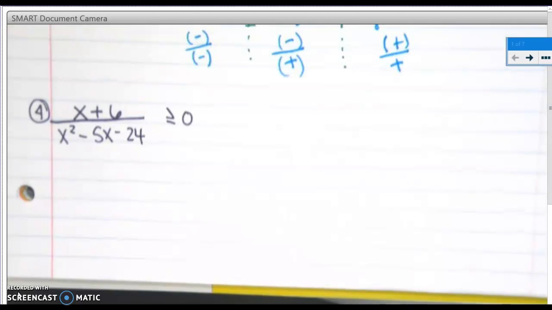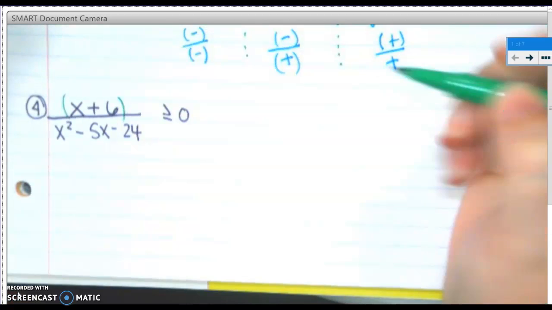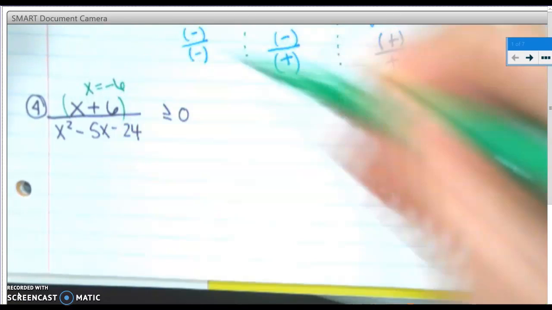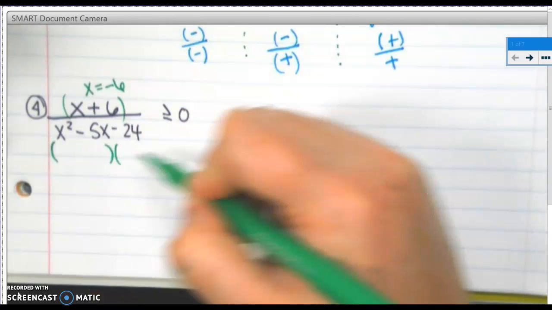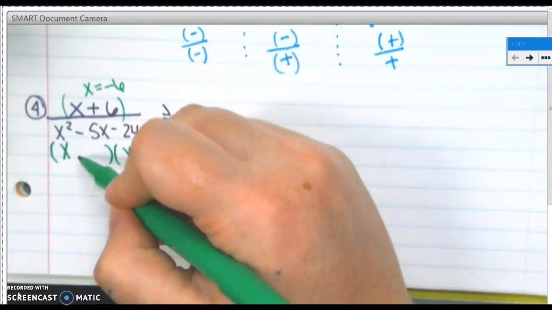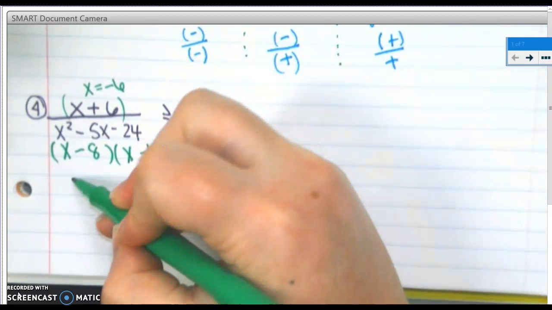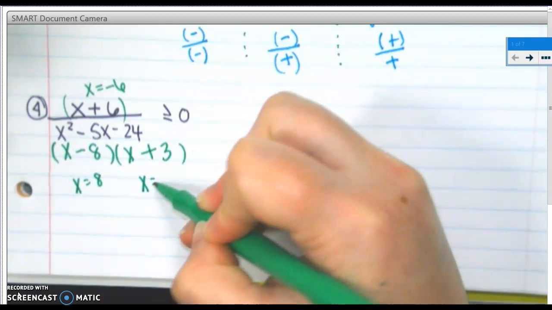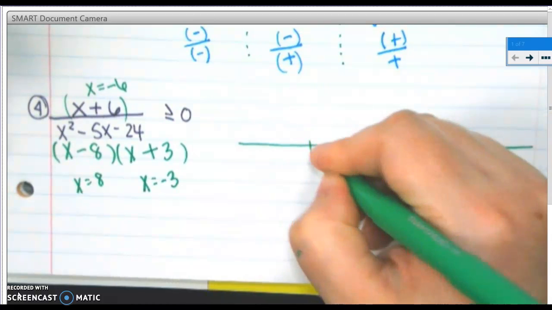All right, so question number 4. I can tell from the numerator, that being x plus 6, I'm going to have a critical value when x equals -6. But my denominator is not in factored form, and we can only find critical values from the factored form. So the first thing I need to do is factor this. So factors of negative 24 that combine to negative 5 will be negative 8 and positive 3. So I have a critical value at 8 and a critical value at negative 3. So I need to put all of those on my number line.